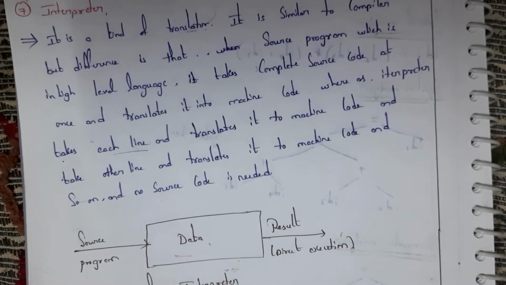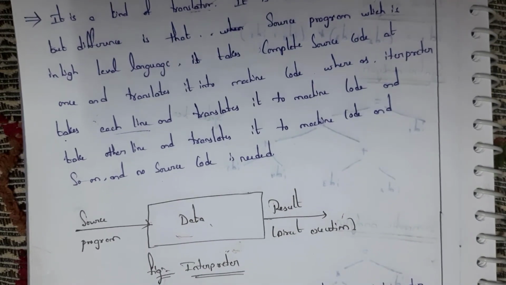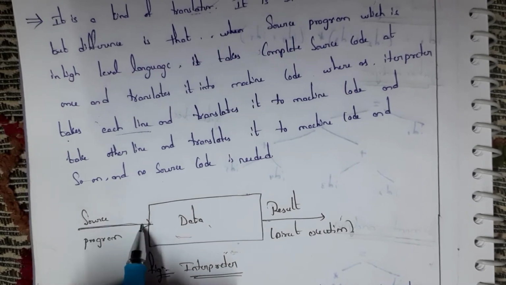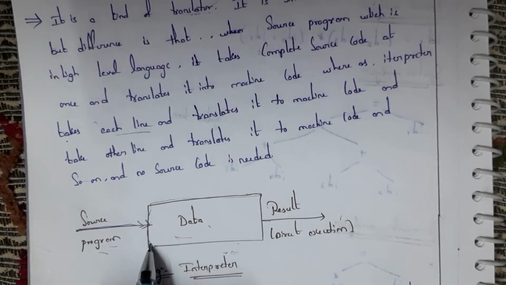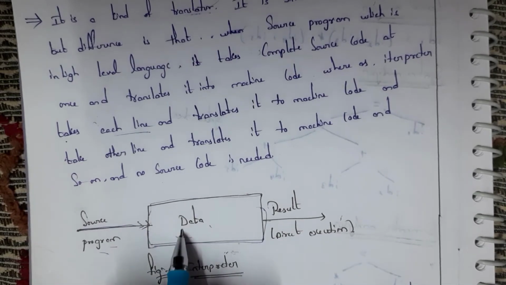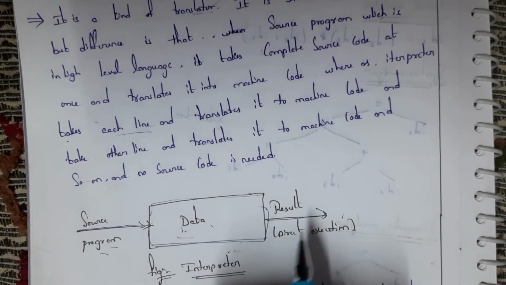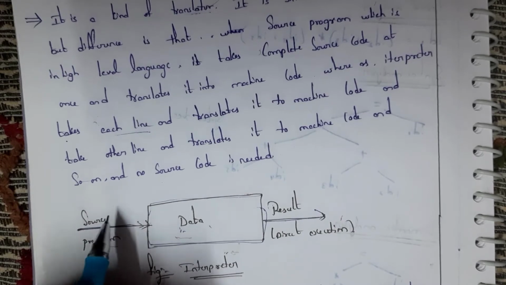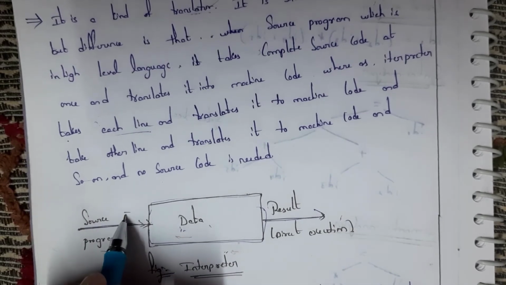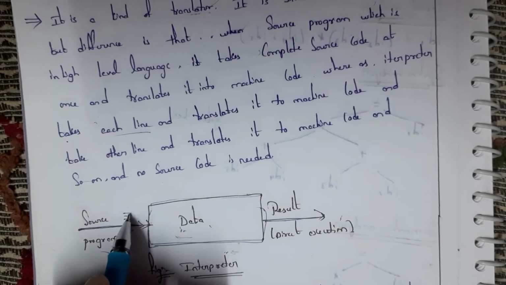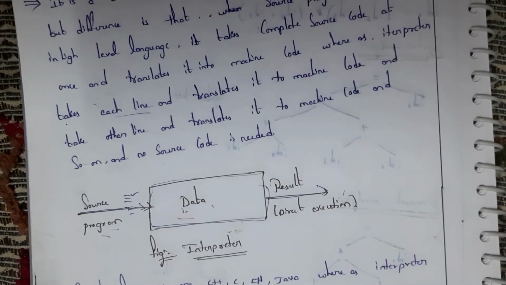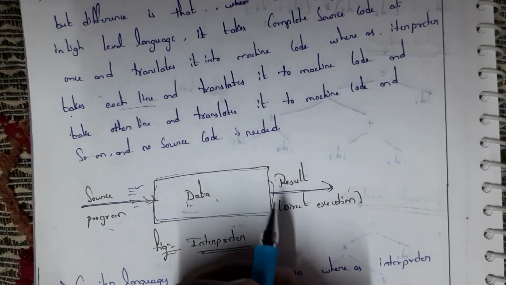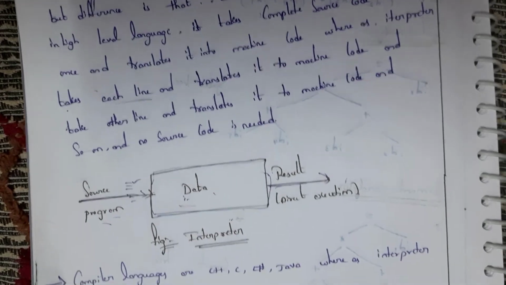See the structure. The source is nothing but whatever program we have entered, and it is sent to the interpreter and then we get the final result. This interpreter does not take all the code at a time, it takes each line at a time. This is known as an interpreter. After taking the program, direct execution occurs.